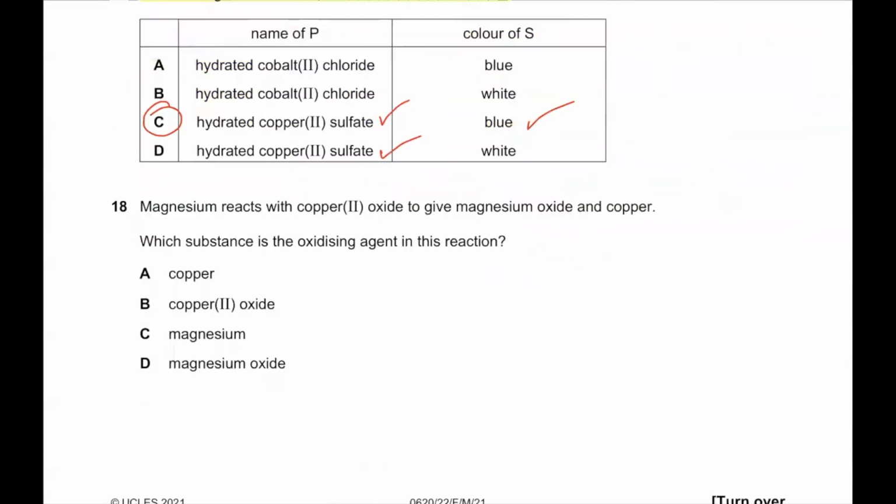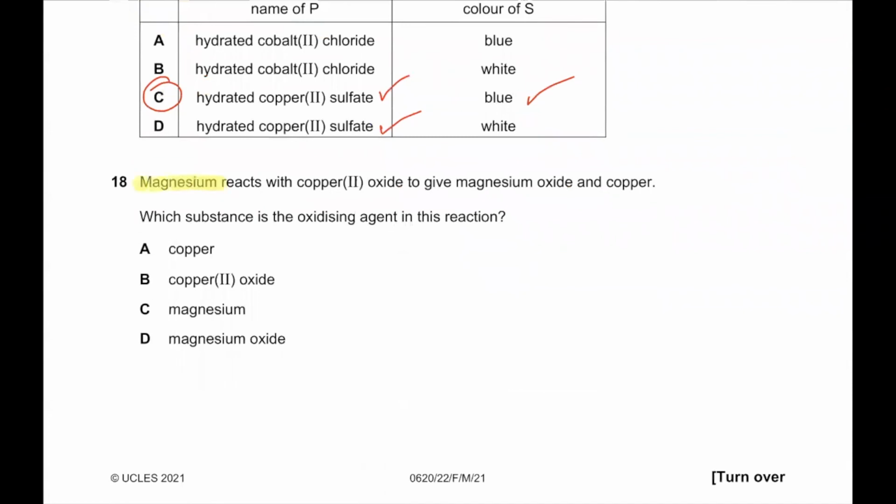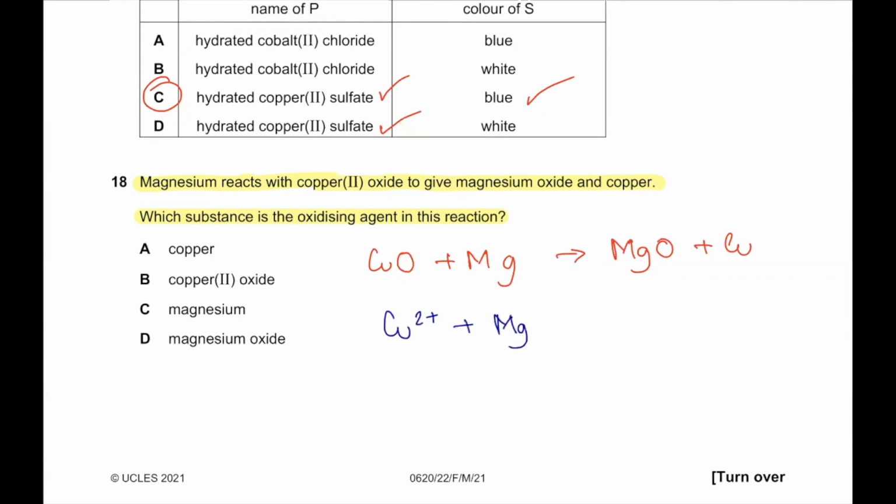Guys, question number 18. Magnesium reacts with copper oxide to give magnesium oxide and copper. Which substance is the oxidizing agent in this reaction? In a reaction like this, we can write down copper oxide plus magnesium. It is producing magnesium oxide and it is producing copper. Now, if we look into the ionic equation, we had Cu2+, which reacted with magnesium, and it produced Mg2+, which released copper.